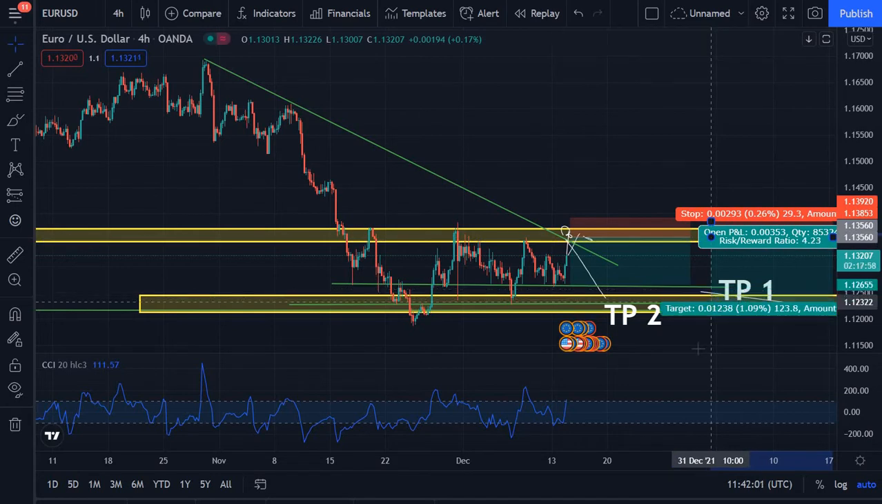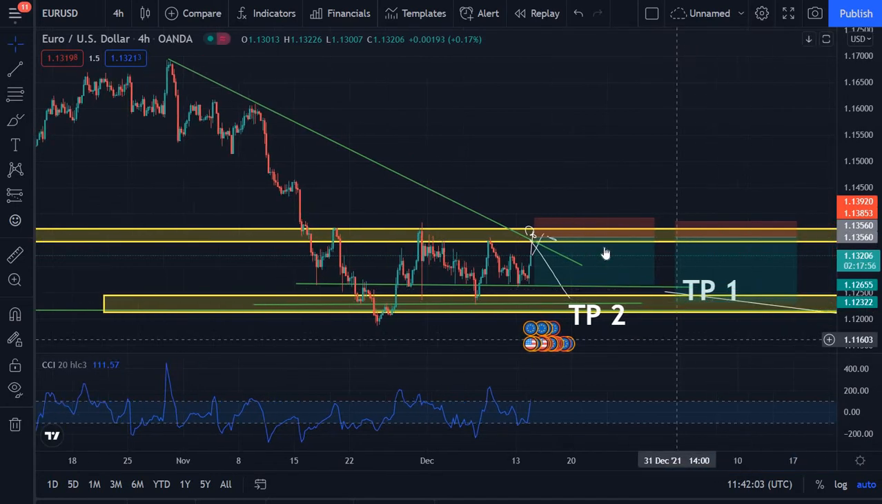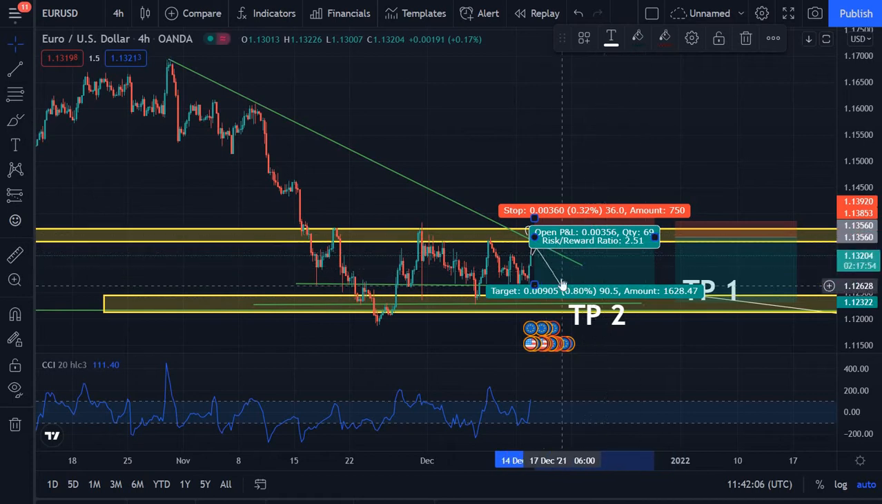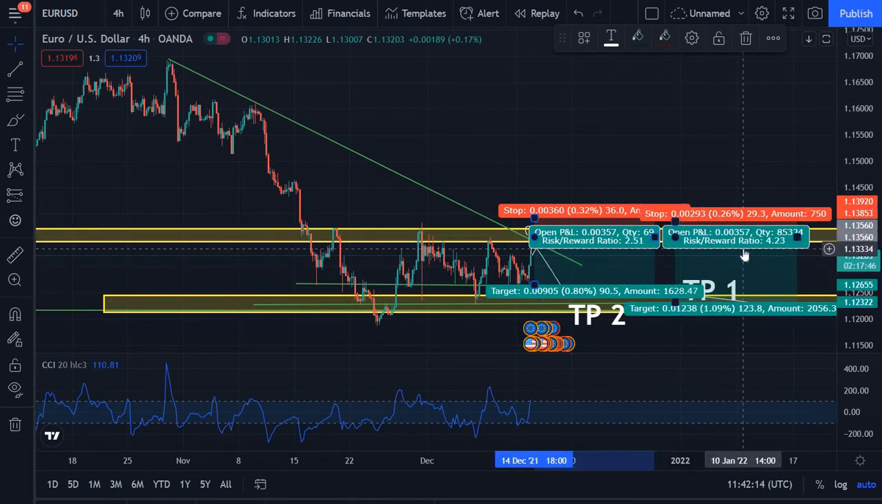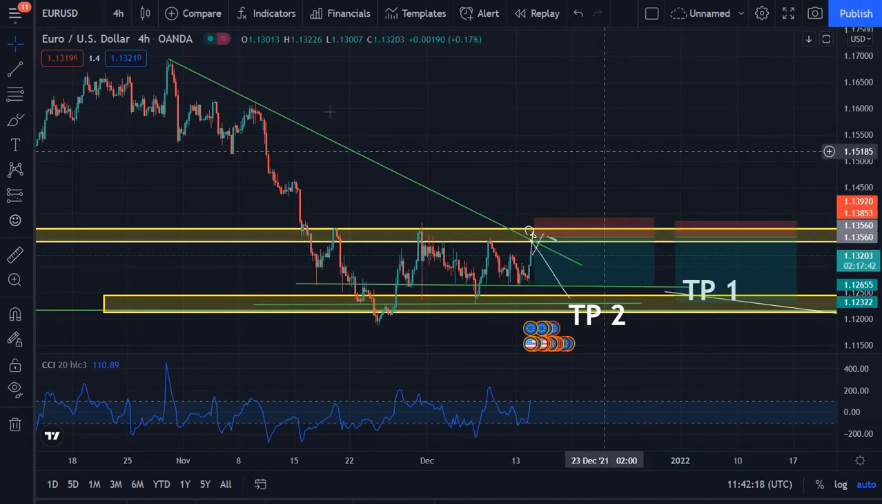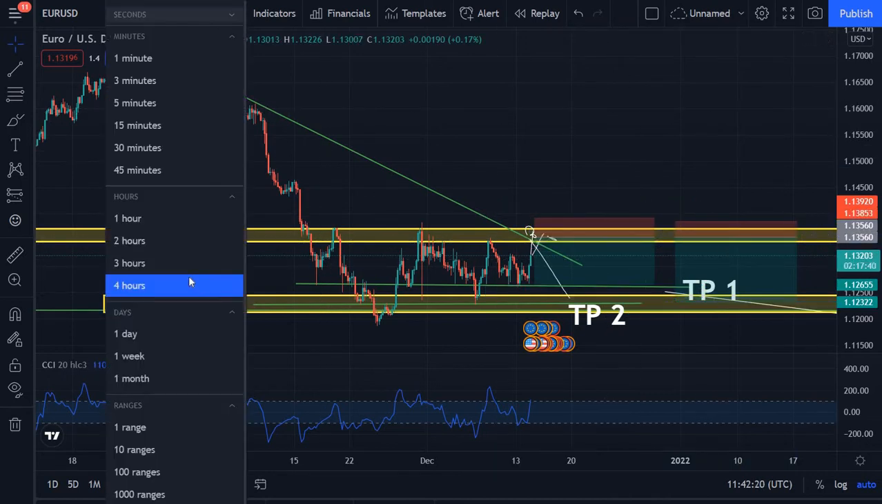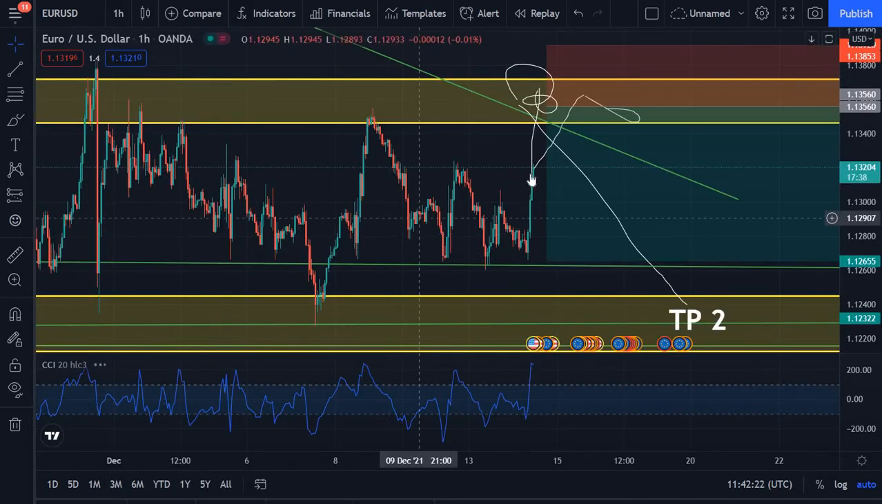Take profit around here. So pretty much here depends on your entry and your stop loss. 2.0 risk reward, 2.5, depends how you can manage to enter and exit. Here about 3. So this is the Euro USD analysis here.